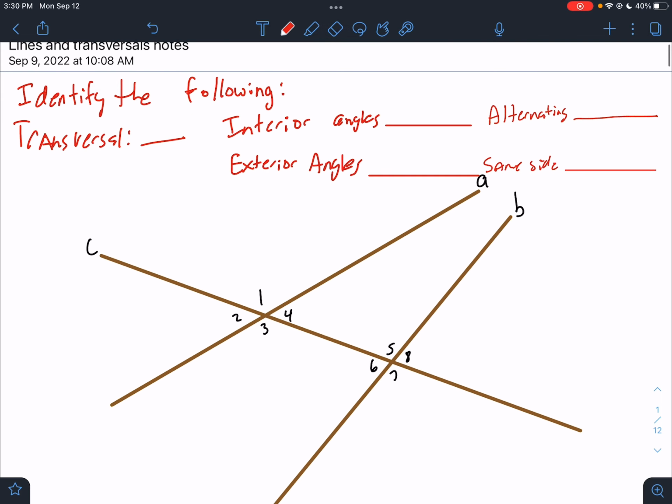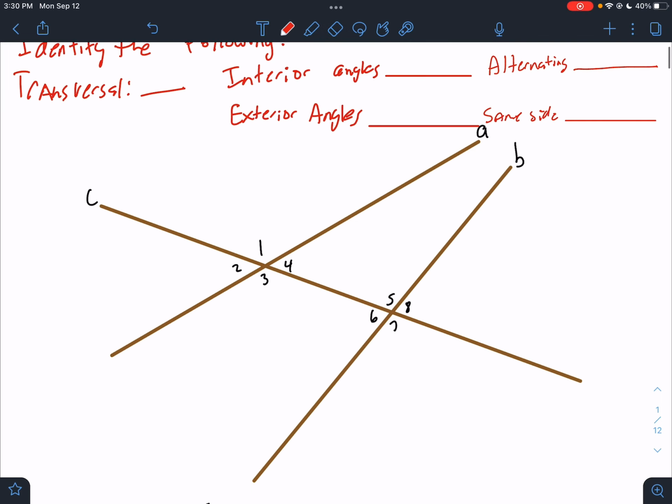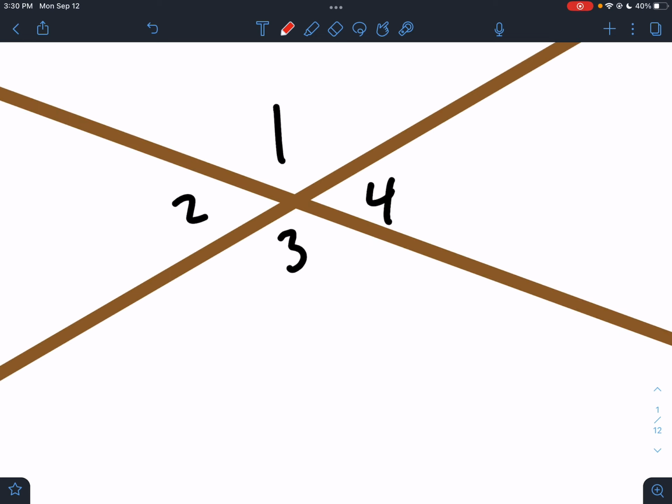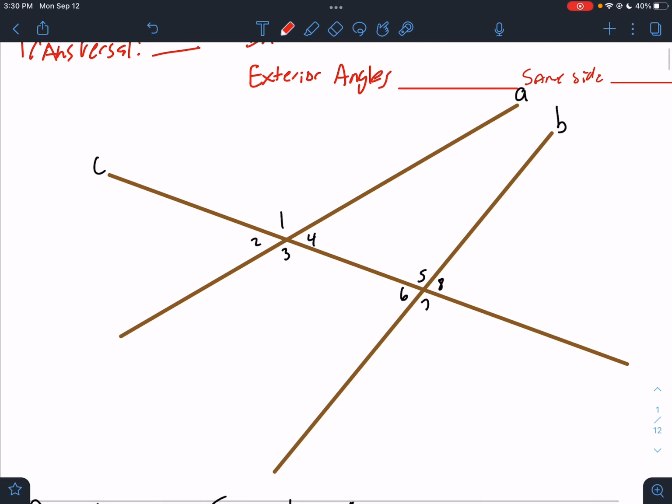So the first part we're going to do is learn some new angle pair names. The stuff we've already learned is still in place. The last unit, the first unit that we just did, we had one intersection, something like this. And we would say angle 1 and 3 are vertical angles. Angle 2 and 4 are vertical angles. Angle 2 and 1 are a linear pair. This is all true, and none of that's changing. That is still all true.